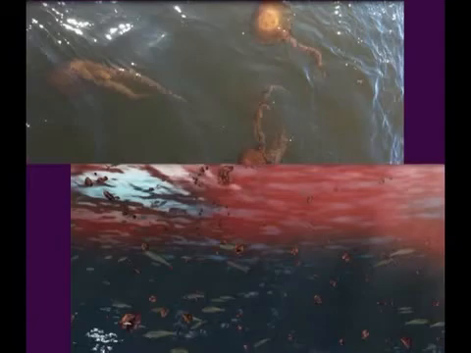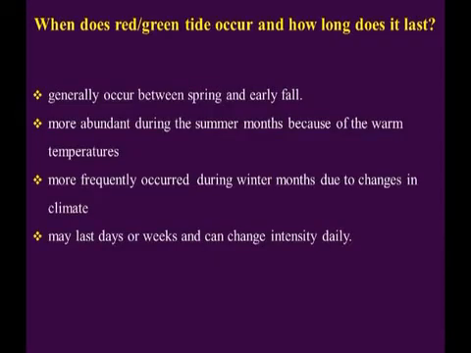When does red-green tide occur and how long does it last? Generally occur between spring and early fall. More abundant during the summer months because of the warm temperatures. More frequently occur during winter months due to changes in climate. It may last days or weeks and can change intensity daily.